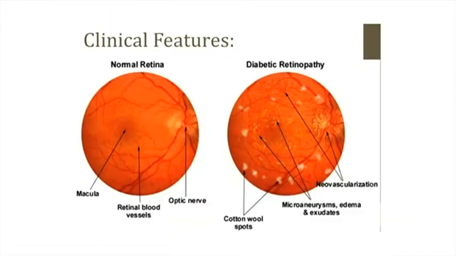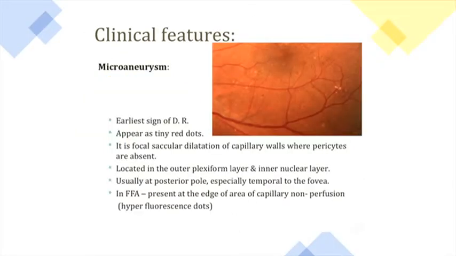But before that, there are many other clinical features. When you peep into the eye through the ophthalmoscope, you can see cotton wool spots, which, as I mentioned, are necrotized or damaged retina. And microaneurysms: very often the earliest sign of diabetic retinopathy is microaneurysms. They appear as tiny dots, and it is a focal saccular dilatation of the capillary walls where pericytes are absent.